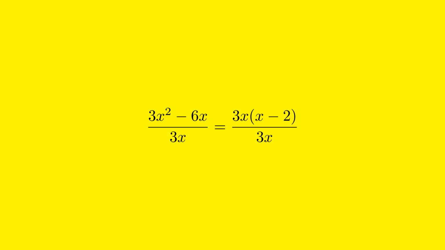Factoring 3x squared, we get 3x times x. Factoring 6x, we get 3x times 2. So, the factored form of the numerator is 3x times (x minus 2). Thus, 3x squared minus 6x becomes 3x times (x minus 2). The denominator is already in its simplest form, which is 3x. Now, the expression in its factored form is 3x times (x minus 2) over 3x.